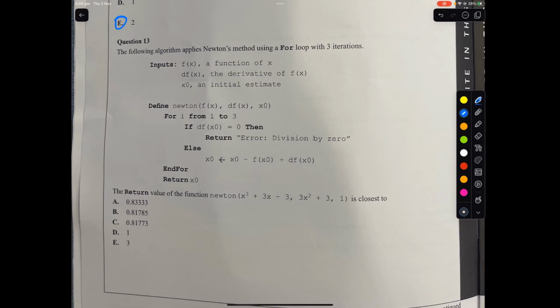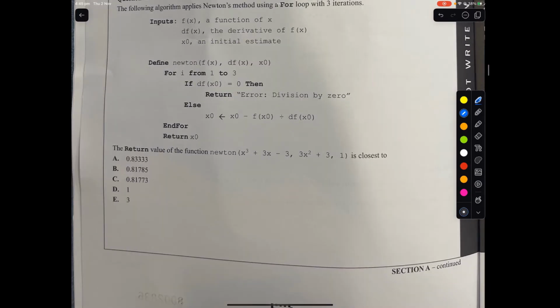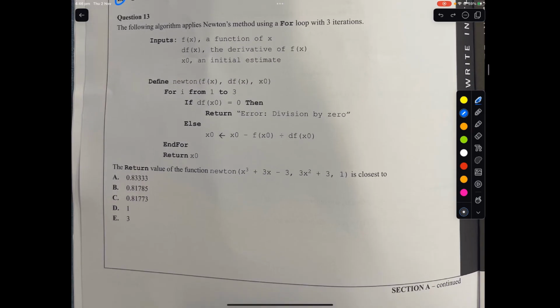Okay, wow, pseudocode. The following algorithm applies Newton's method using a for loop with 3 iterations. So f of x is that, df of x is that, x naught is that. Define this. This is the beautiful Newton's method from 1 to 3. First we need to find the return value of the function Newton. Because we're doing 3 iterations, this is your first, this is your second, and this is your third.